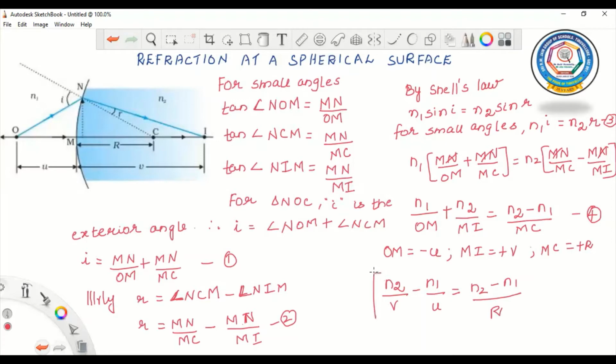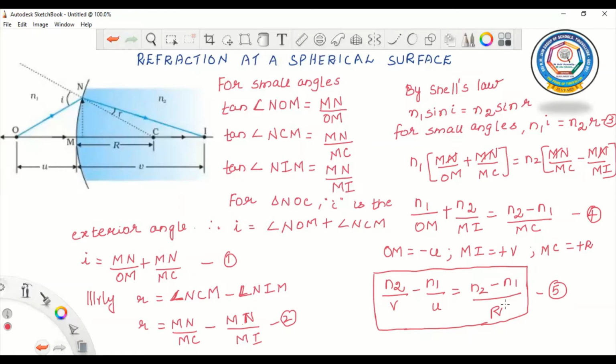So this is the very important relation. N2 by V minus N1 by U is equal to N2 minus N1 divided by R. We know very well that N1 is the refractive index of the first medium, N2 is the refractive index of the second medium, U is the object distance, V is the image distance, and R is the radius of curvature.